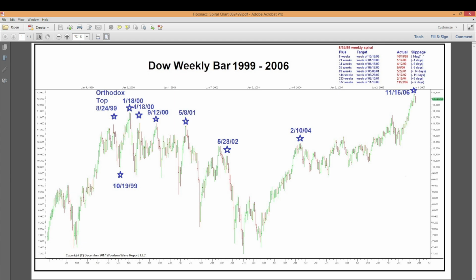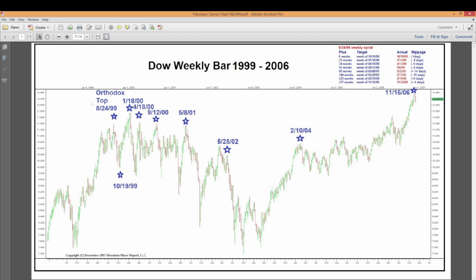And there's a slippage, minus or plus 1 to 4. One was at 13 plus 1, 14 days. But a little bit of slippage there. But it's days when we're looking at weeks, so it's all within the week. And you can see it lasted for 7 years from 8/24/99 to 11/16 of 06.